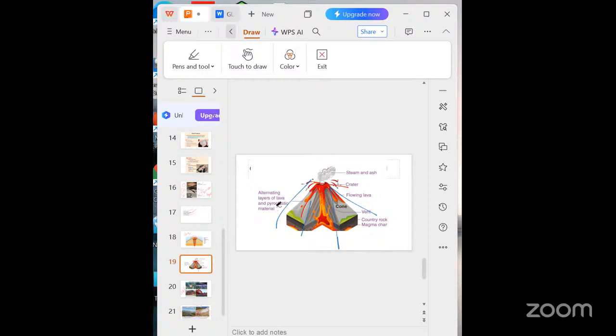So now you see this one, alternating layers of lava and pyroclastic materials. Okay, so this is vent. Before slides, you can observe, and this is the country rocks and magma chamber is there. And also flowing lava, you can observe. And also crater. This is crater and this is called vent, right? And you see this one, steam and ash.